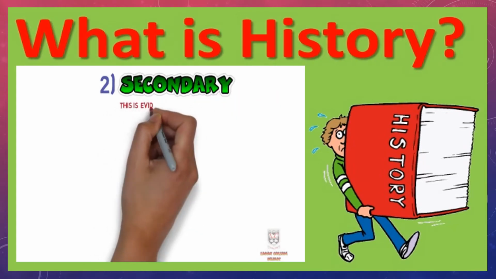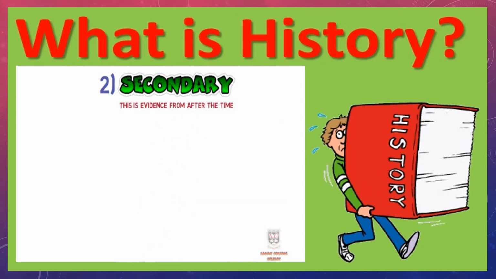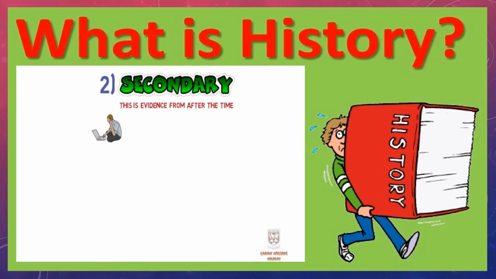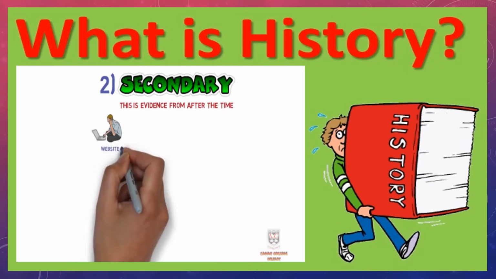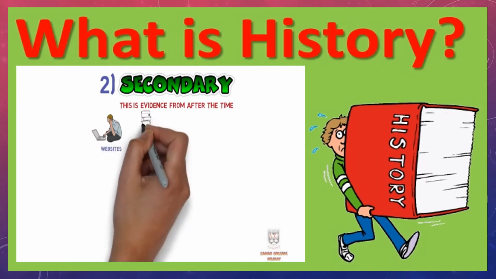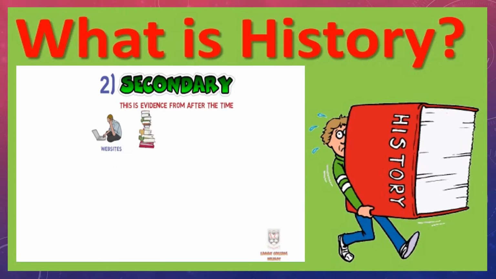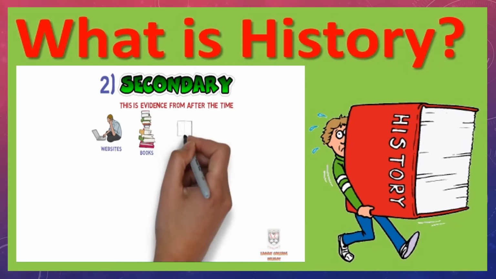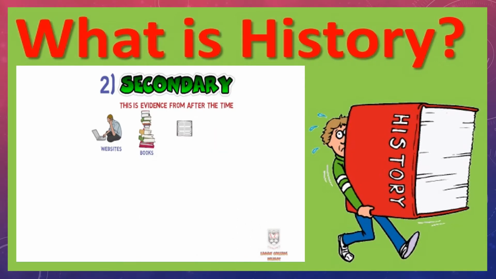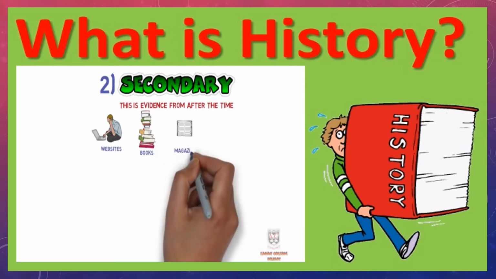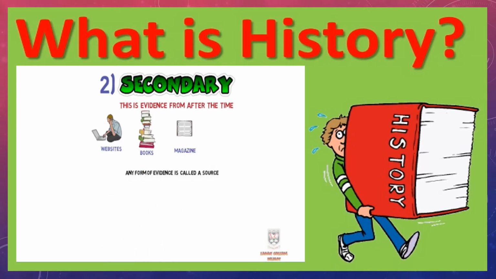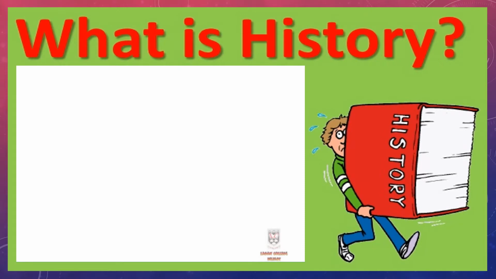Number 2, secondary. This evidence is from after the time. Websites, books, magazine. Any form of evidence is called a source.